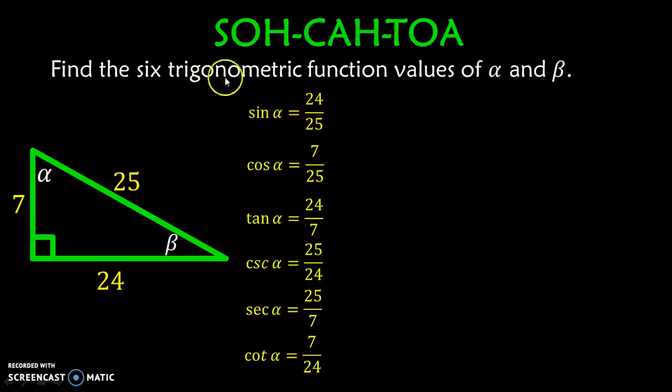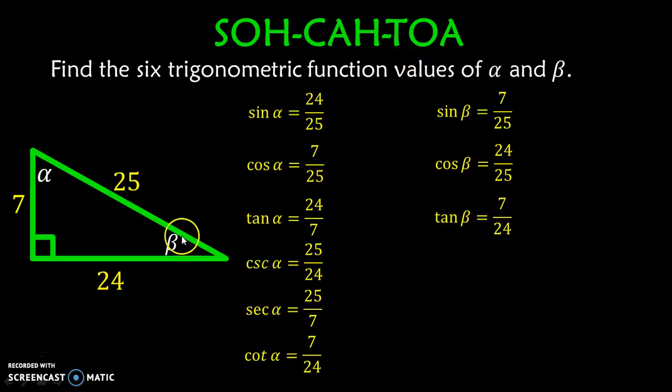How about the 6 trigonometric function values of beta? If this is the angle here, its opposite is no longer 24. It must be 7. And its adjacent side is 24. So, let's move on. Sine beta is equal to opposite 7 over hypotenuse 25. And then cosine is adjacent over hypotenuse. So adjacent side is 24 and the hypotenuse is 25, so 24 over 25. And tangent beta equals opposite over adjacent, so we have 7 over 24.